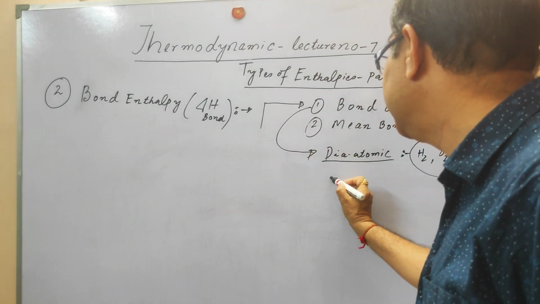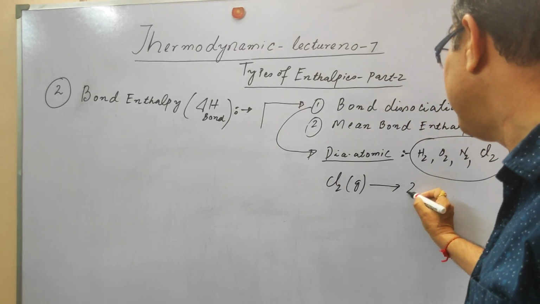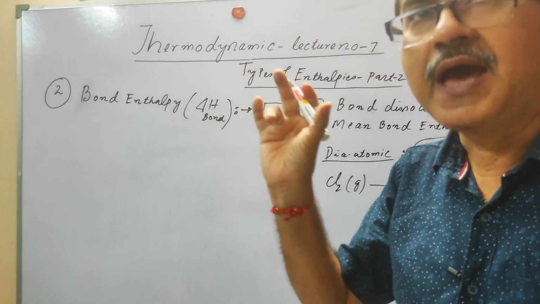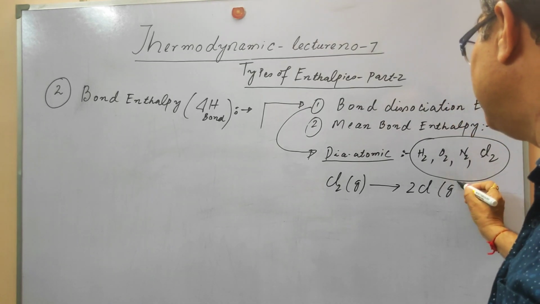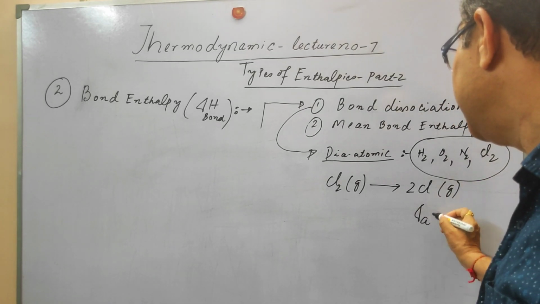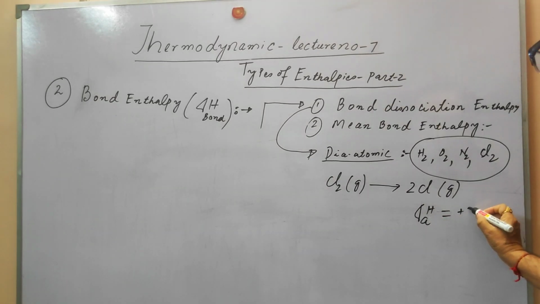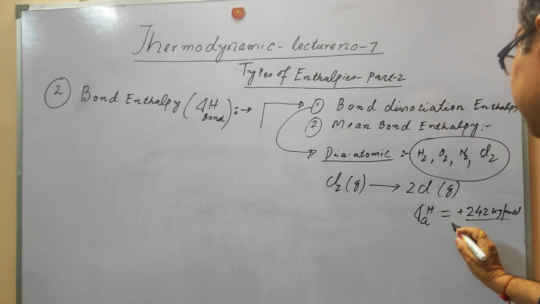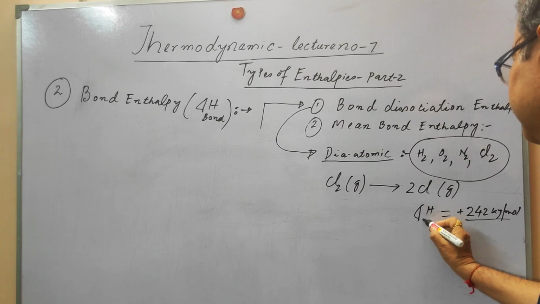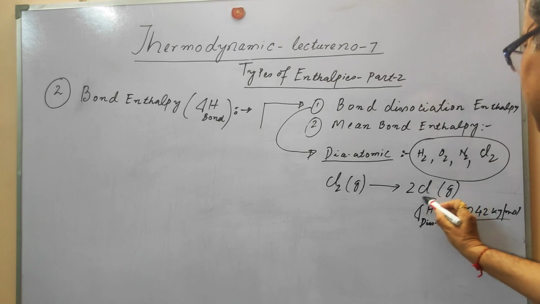As per example, we take the example of this chlorine gas. We break this chlorine gas, the bond of the chlorine molecules, and that will create atoms. In this case, you will find the enthalpy of atomization is coming around 242 kilojoule per mole, and this is called the bond dissociation enthalpy.